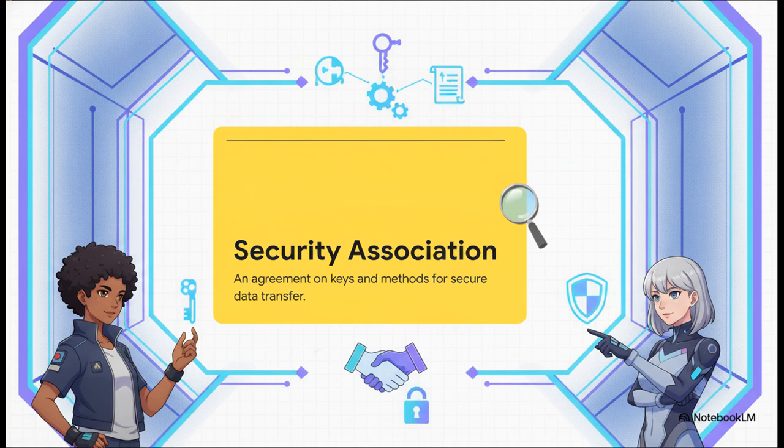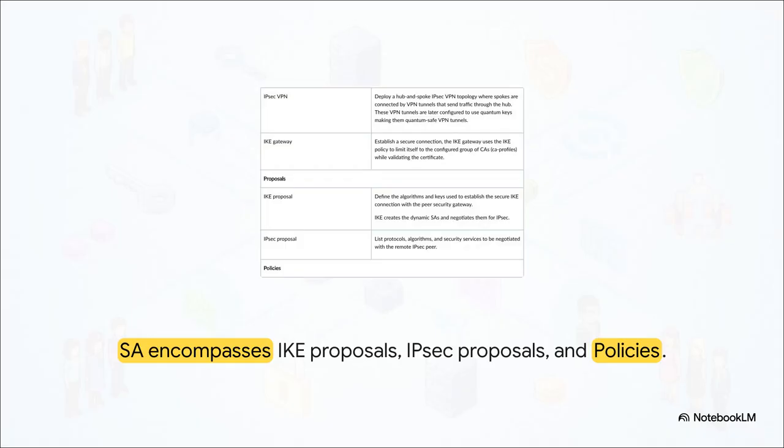You can think of an SA as a really strict, mutually agreed upon contract. It dictates the exact cryptographic keys, the hashing algorithms, and all the specific rules that both peers are going to use to protect their communication. It's pretty simple. Without a successful IKE negotiation, there's no SA. And without an SA, there's no secure tunnel. Period.